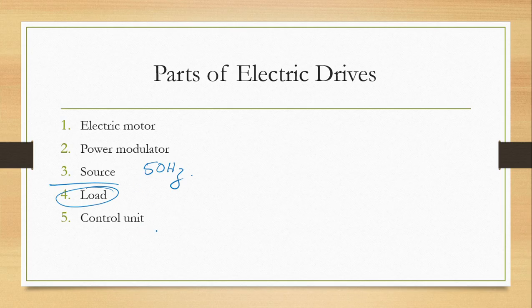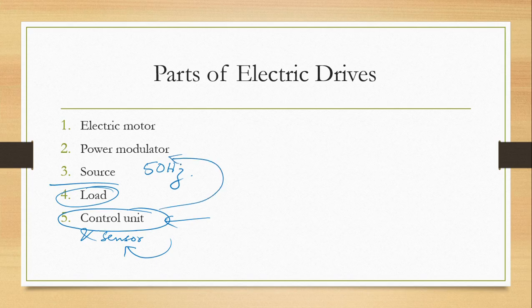Then the final part you have is the control unit and the sensor. Your control unit provides the signals for the power modulator to operate. The sensor senses the speed variations and gives it to the control unit, and the control unit converts the signals from the sensor into signals that can be processed by the power modulator, and the switching takes place according to the signals from the control unit. So we have dealt with the advantages of electric drives, the block diagram of electric drives, and the parts of electric drives in this video.